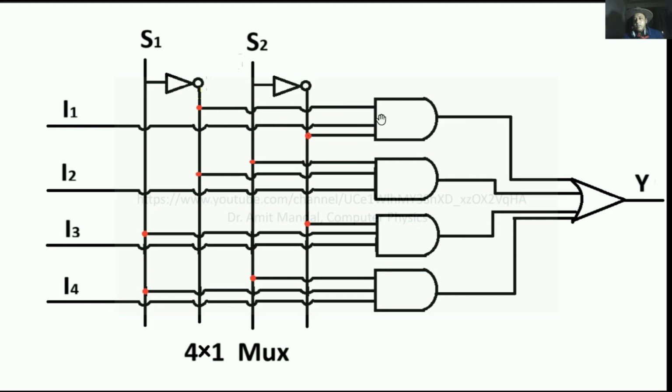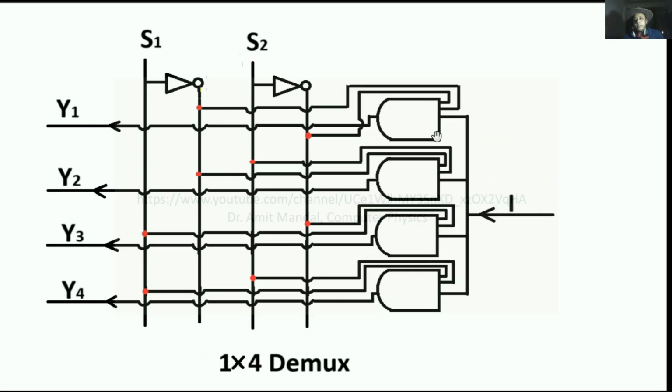Earlier, the AND gate outputs were toward the right-hand side. Now you can see it has been reversed. This is my input I, and this I is connected commonly to all these AND gates. This is a 1 into 4 demux. A 1 into 4 demultiplexer means 1 is the input line and I have to select out of 4 output lines. That's it.